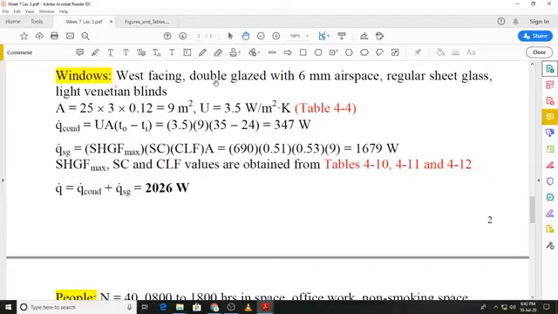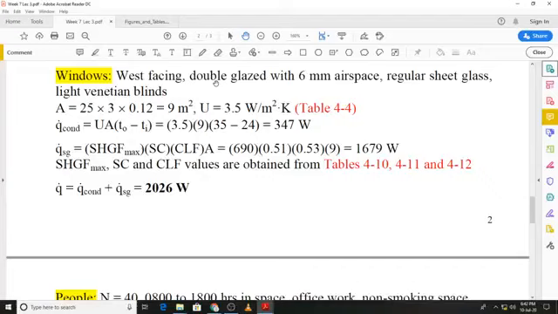So if you look at the CLTD value, you can see it is 24 degree C or 24 Kelvin, because it's a temperature difference, it is the same, and that is the CLTD value.